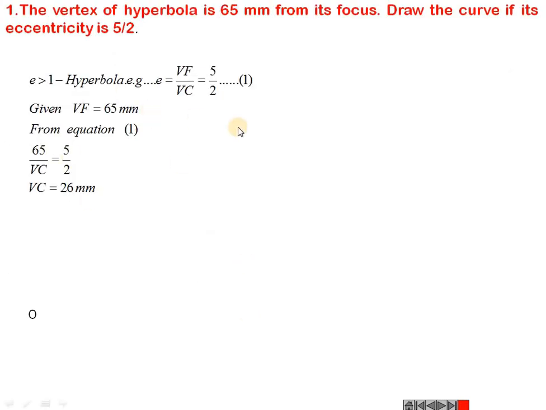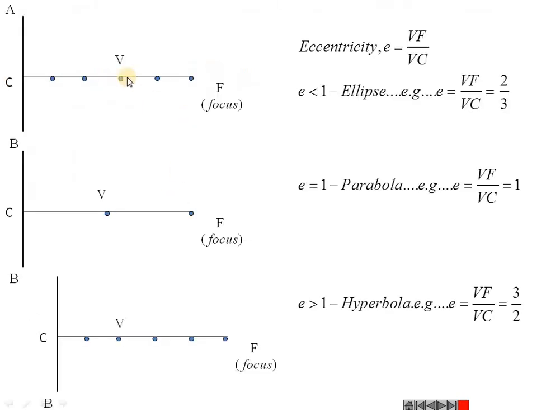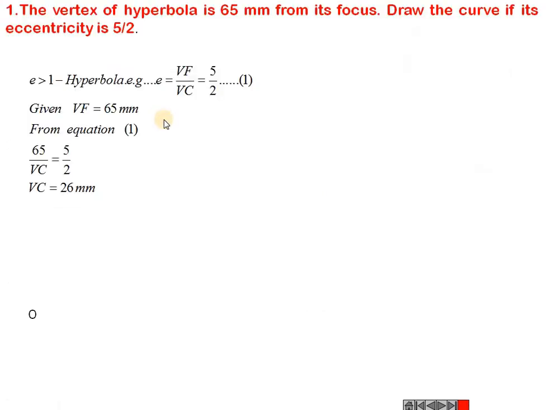Now let us take the first problem. The vertex of a hyperbola is 65 mm from its focus. So the distance of the vertex from the focus is given, VF is equal to 65 mm. Draw the curve if its eccentricity is 5 by 2.